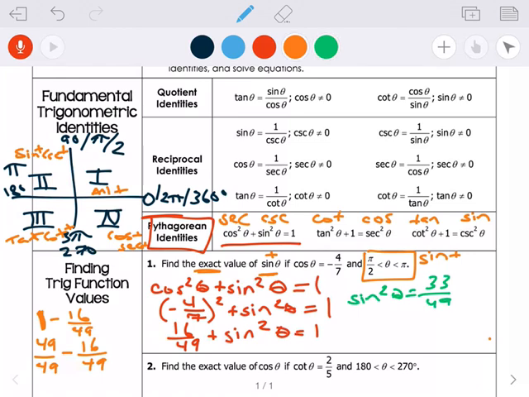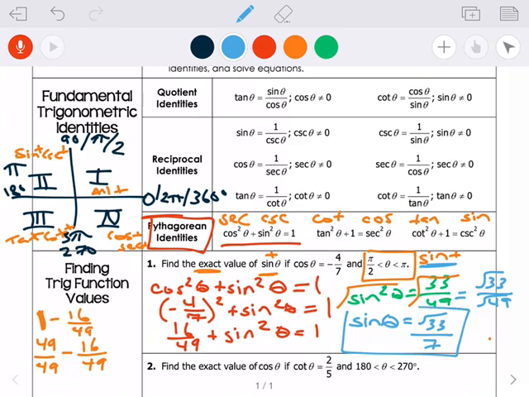To get rid of the squared, I take the square root of both sides. The square root of sine squared is just going to be sine of theta, which is what I want to find, equals... I can't take the square root of 33, but I can consider this fraction as the square root of the top and the square root of the bottom individually. So the square root of 49 is 7. My final answer would be square root of 33/7, and positive based on that condition.